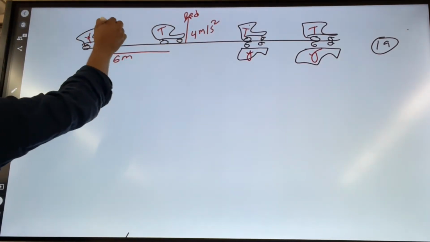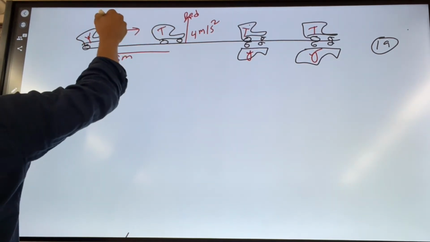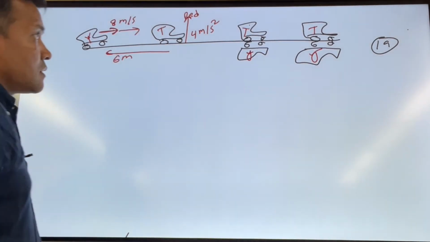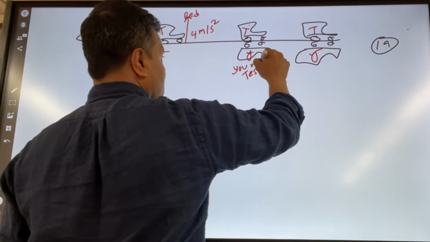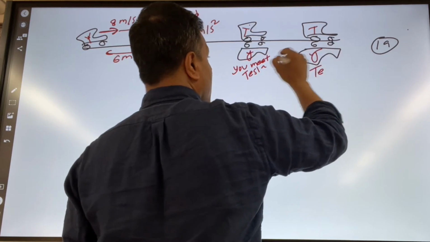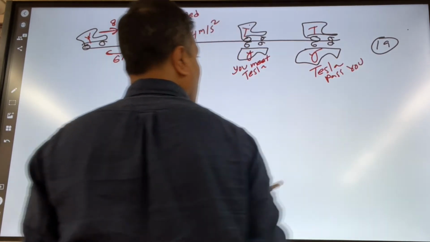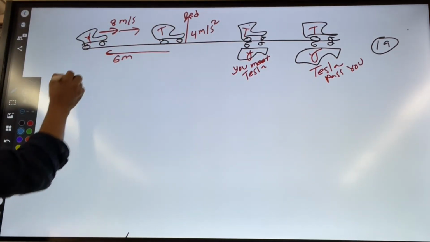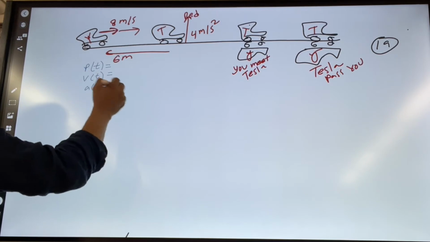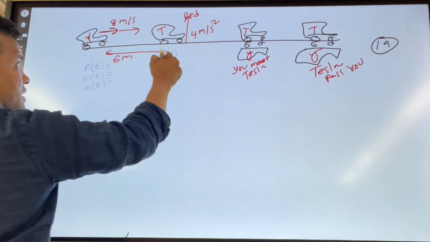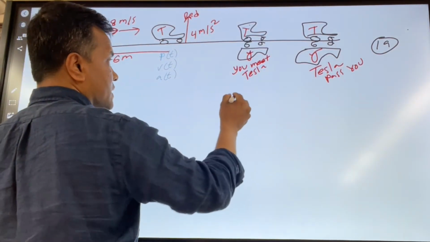You are moving with constant velocity, which is 8 meters per second. Here you meet Tesla. Here Tesla meets you. Here you pass Tesla, not meet. Here Tesla passes you. I want you to find the position function here, velocity function here, acceleration function here, and the same here. I want you to do a few things over here.